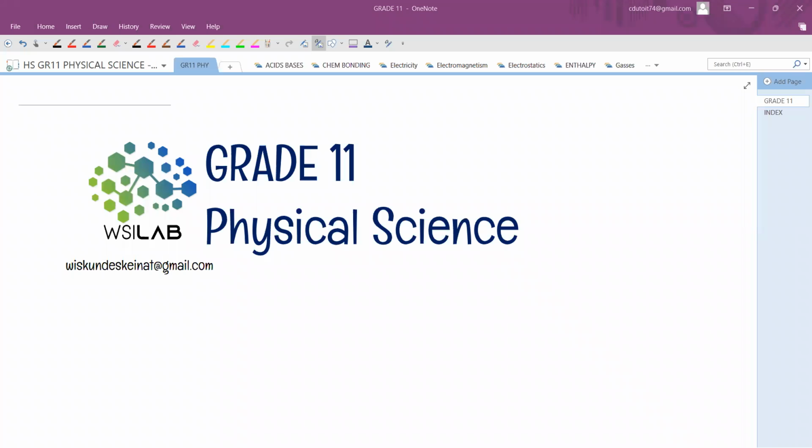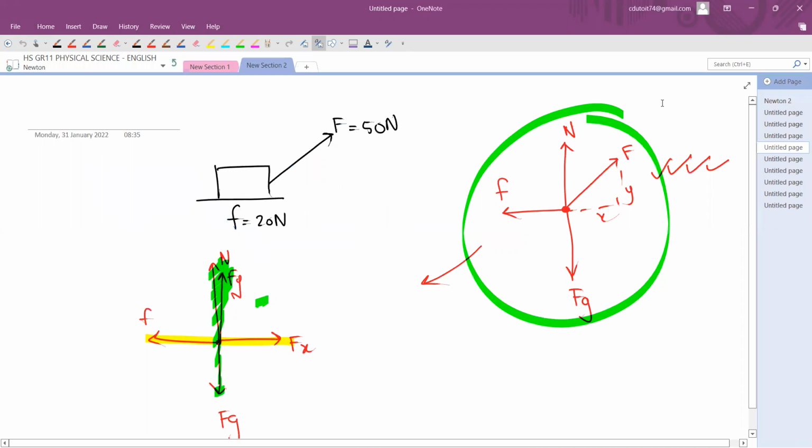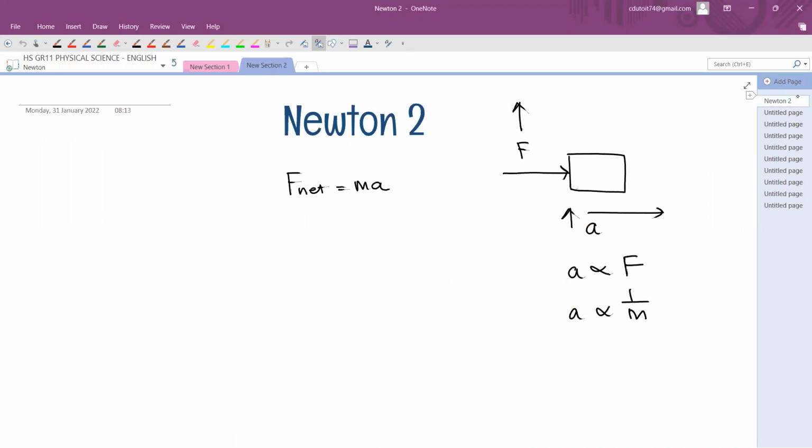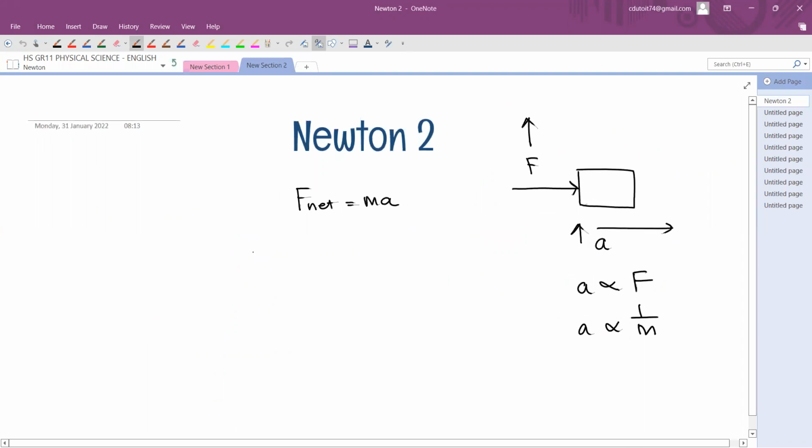Okay, we spent some time on Newton last time around. Yeah, second law. Okay, Newton 2. There's a definition that you will get. Otherwise, your Newton 2 definition is something that you'll have to learn off by heart.